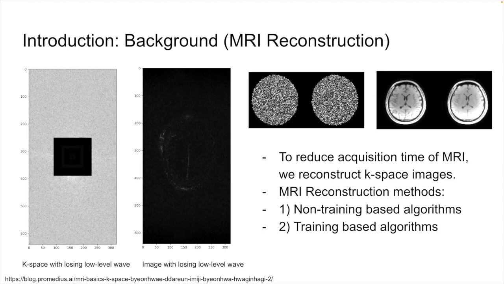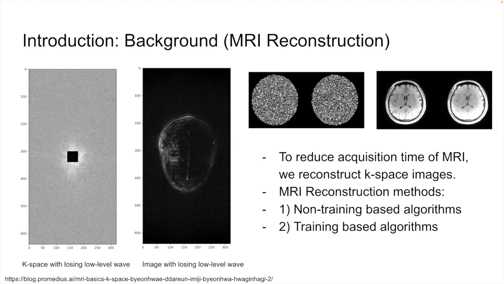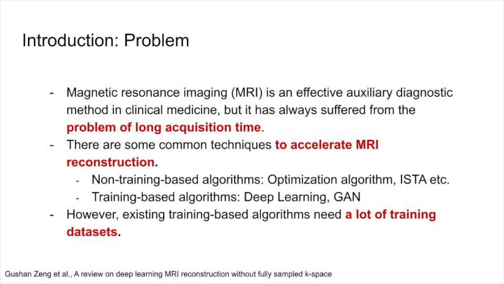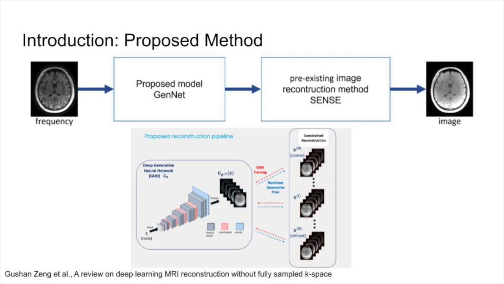There are MRI reconstruction methods, typically non-training based algorithms and training based algorithms. Many studies have shown that training based algorithms perform well, but require a lot of dataset. So, this paper proposes an improved reconstruction method to solve the problems. The method uses deep generative neural network and an existing method, SENSE.